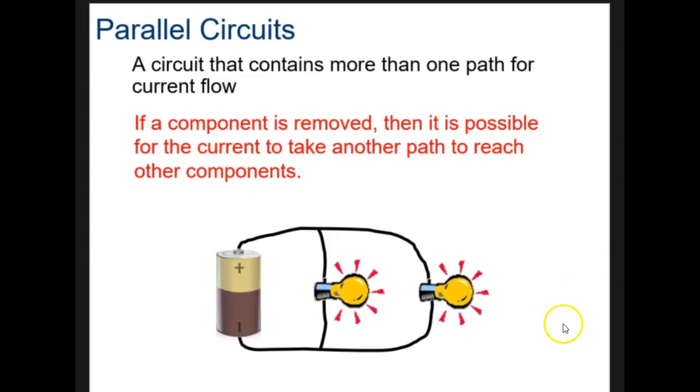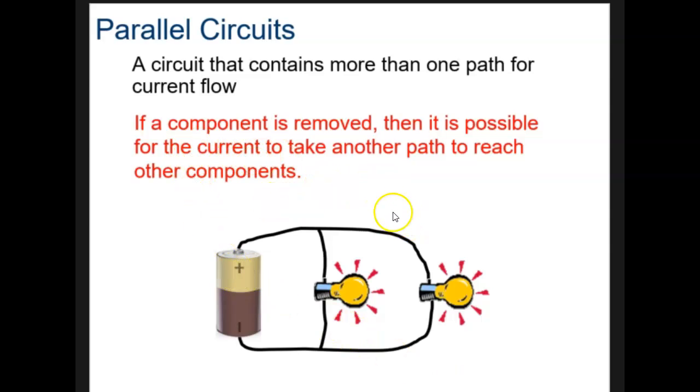Alright, welcome to part 2 of Introduction to Electricity. We skimmed a little bit at the end of part 1 about parallel circuits, so let's just review that again. A parallel circuit is a circuit that contains more than one path for current to flow.